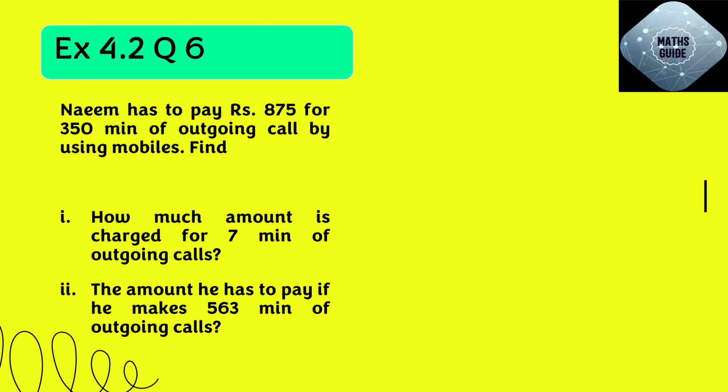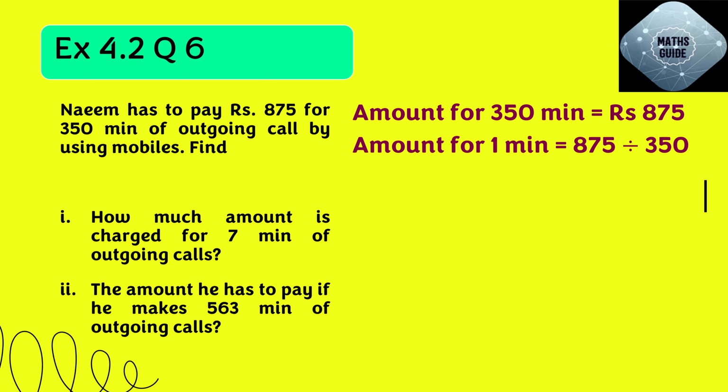Again, we have to find out the unit rate or we will use the unitary method. And you know that to find out the value of 1 we divide. So first of all, we will find how much amount he has to pay for 1 minute of outgoing calls. And for this purpose, we divide and then we will multiply by 7 to get how much amount he has to pay for 7 minutes of outgoing calls. So we can simplify it: 875 divided by 350 into 7.